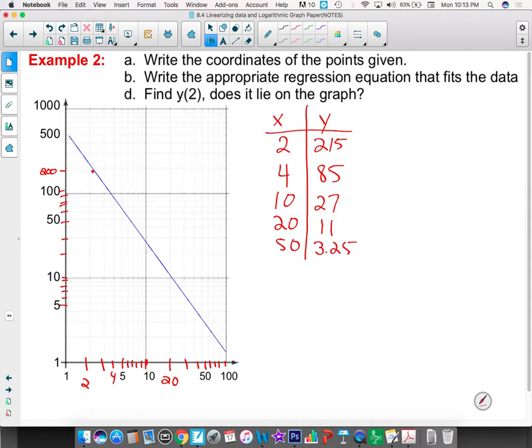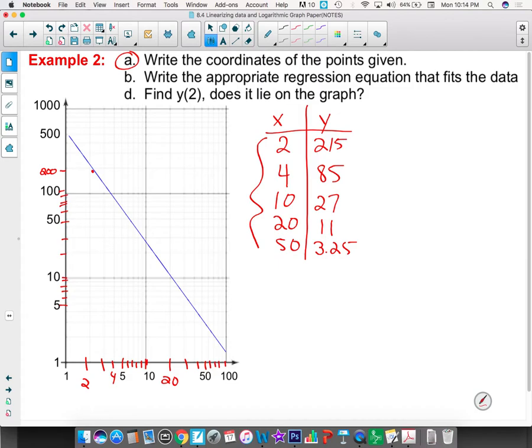Okay, now what you're going to want to do is plug those values into your calculator. All right, so we got A, the coordinates of the points given, and in the book you're actually going to have points that are written on the graph. So it'll be a little bit easier to see, but you can write them on the graph. When I added these on the side here, I probably could have plotted the points. It's just kind of hard for me to see it on the projector. But write the appropriate regression equation that fits the data.